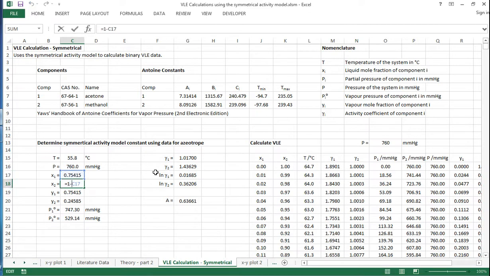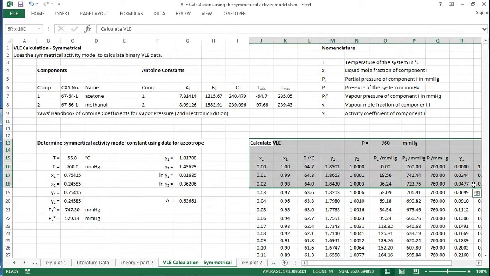Now we can work out X2 by 1 minus that. And because it's an azeotrope, we know that the vapor is going to have the same composition. We can also work out the vapor pressure for the two components at this point using the Antoine equation. Now that we have all of this information collated, we can actually work out the activity coefficient at this data point. We're simply using a rearrangement of the extended Raoult's law that we looked at a moment ago. We can then take the natural log of each of these. And for this example, I'm just going to take the natural log of gamma 2 divided by x1 squared. And that will give us an estimate for the symmetrical activity model constant.